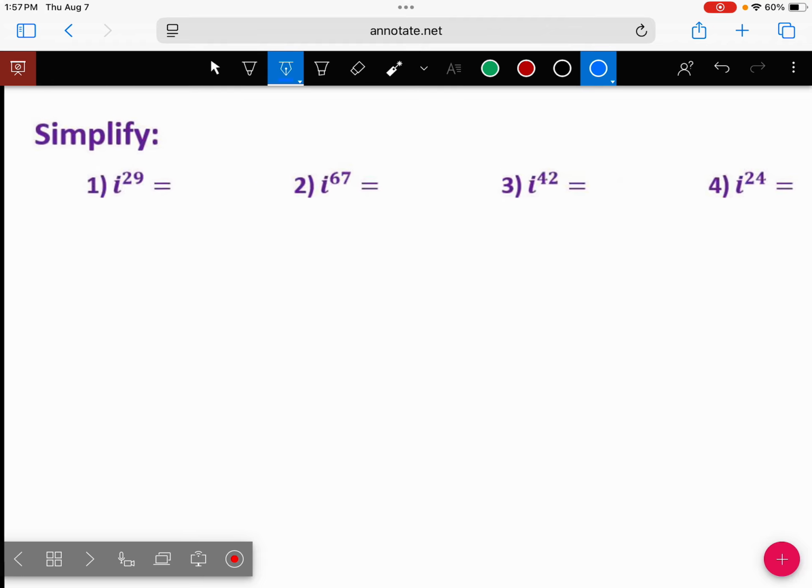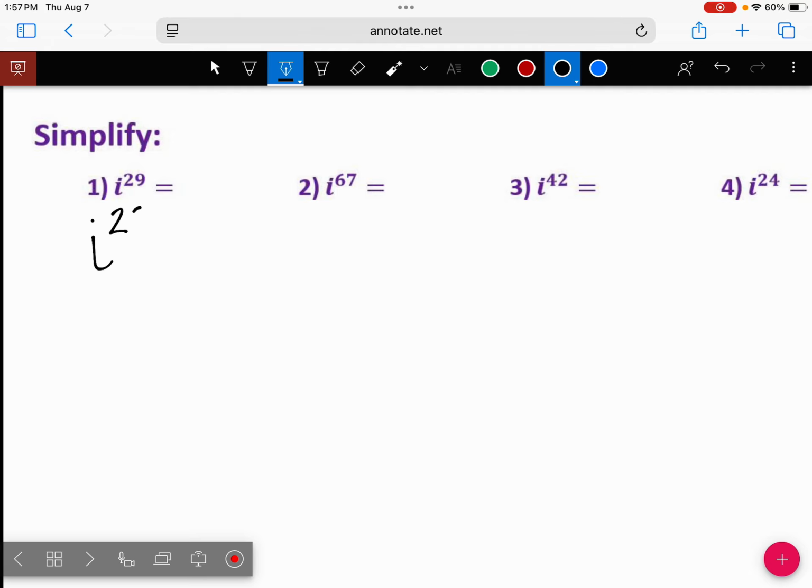28. So this is what I want you to do. I want you to separate this to i to the power of 28. And how many i's do I have left over? If I had 29 and I take out 28, I have 1. So this is going to cancel itself out. So essentially, all I have left is i. And we know that i equals i. So that means i to the power of 29 is equal to i. And that's my answer.